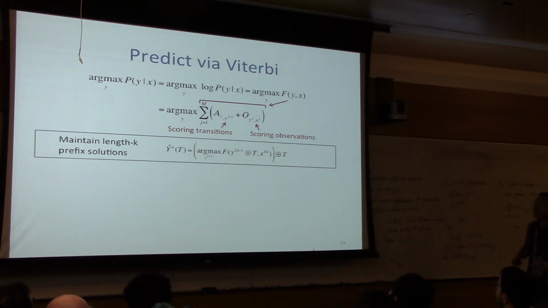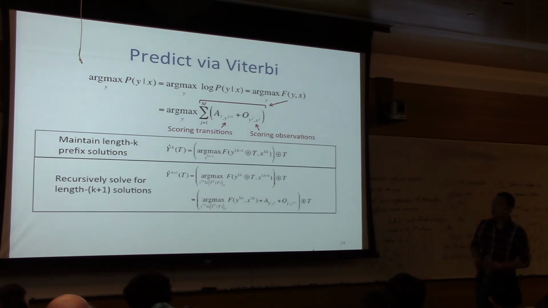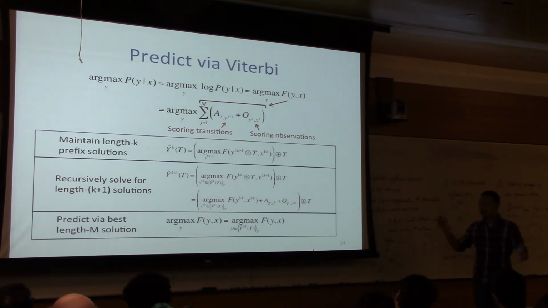You maintain a length k prefix solution for some token of this form with this scoring rule. Recursively solve for the length k plus 1 solutions, with this type of scoring rule. After you've done this, you predict the best length m prefix solution.